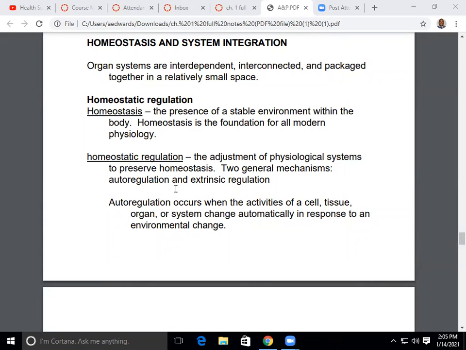Okay. So homeostatic regulation means how you adjust your physiological systems, your functional systems, to preserve or maintain homeostasis. Remember I said all these systems work together, and the reality is life happens, stuff happens. It doesn't mean your levels stay the same forever. It just means your body has to be able to compensate. If there's a change, your body has to know what's normal and bring it back.